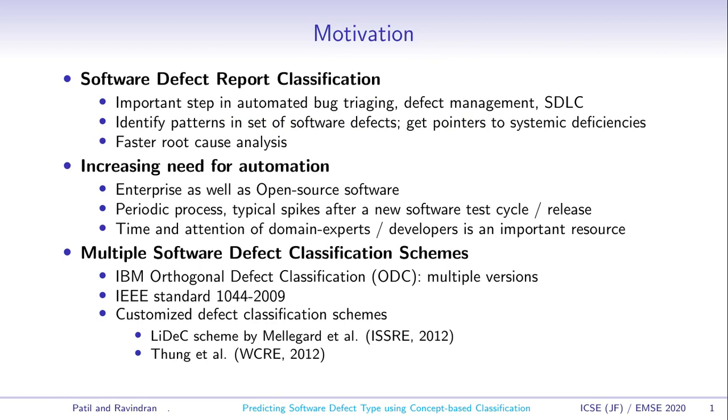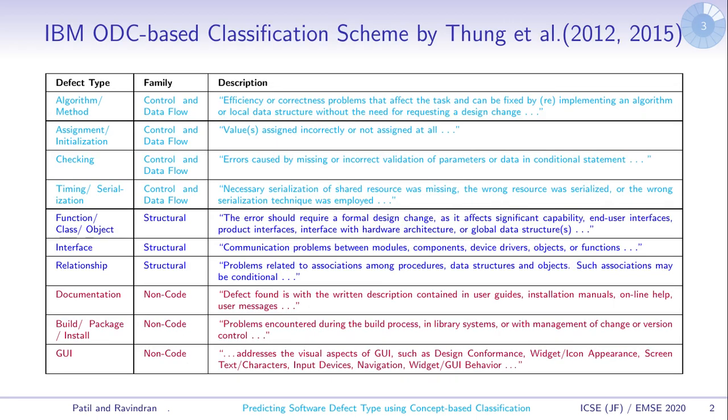Software defect classification is an important part of SDLC with multiple benefits. There is an increasing need for its automation as the manual classification process is expensive, time-consuming, and needs specialized expertise. Multiple defect classification schemes have been proposed in the literature. In this paper, we focus on classifying the defects along the defect type dimension.